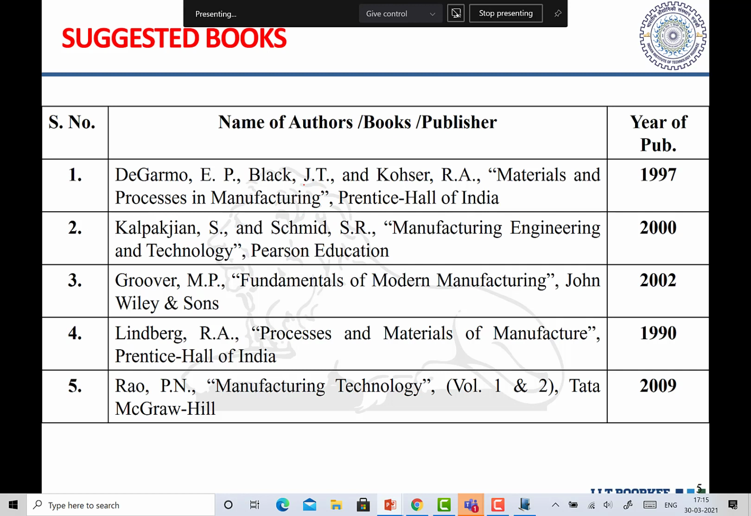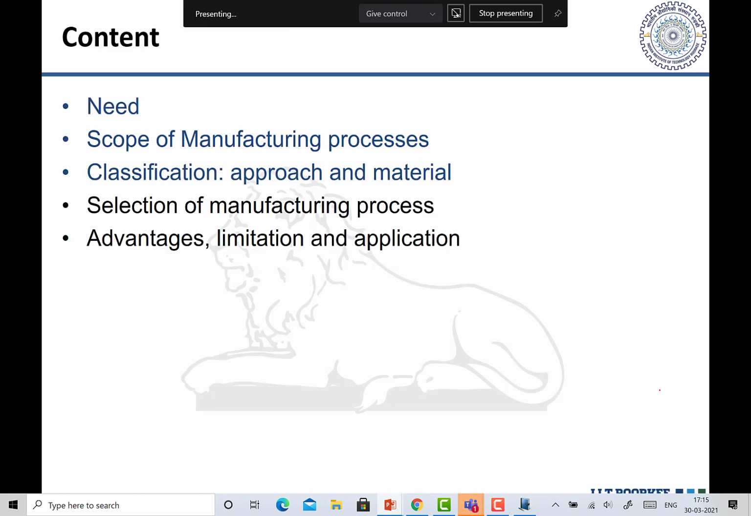These are the different recommended books for this subject. So Kalpakjian and MP Grover are really very common books. P.N. Rao is the Indian version. He was an IIT Delhi professor. He wrote a very good book long back. This is the latest edition of this book. So you can refer to any of these books. These are good books.